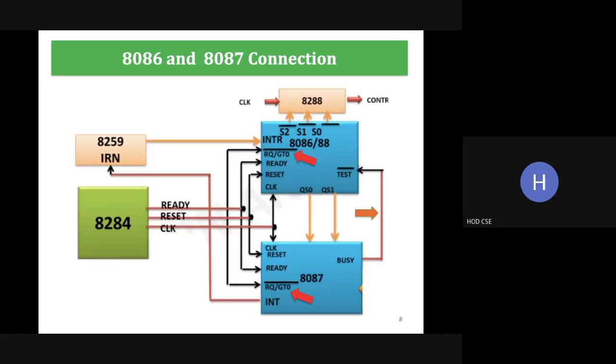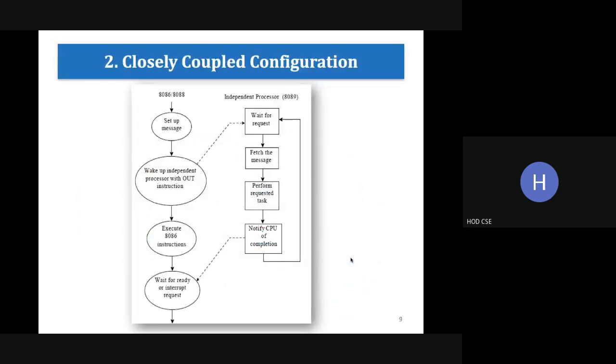So this is the connection between the 8086 and 8087 processor. I repeat this: 8087 is a mathematical processor which is used to perform mathematical operations. Don't forget that. The second one is the closely coupled configuration.